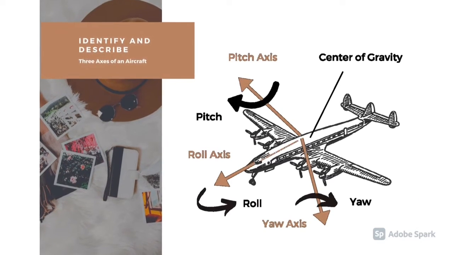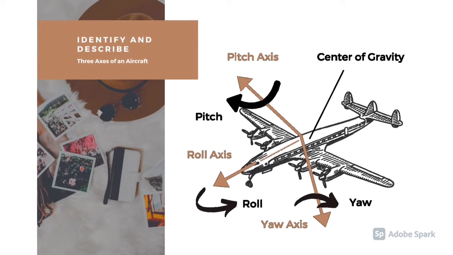An aircraft is free to rotate around three axes that are perpendicular to each other and intersect at the center of gravity. The lateral axis passes through an aircraft from wingtip to wingtip. Rotation about this axis is called pitch. Pitch changes the vertical direction that the aircraft's nose is pointing. The elevators are the primary control surfaces for pitch.